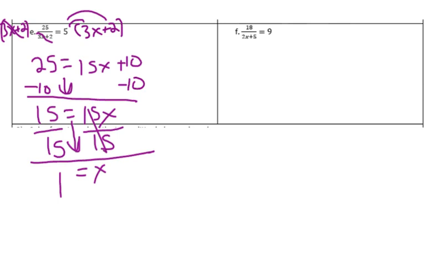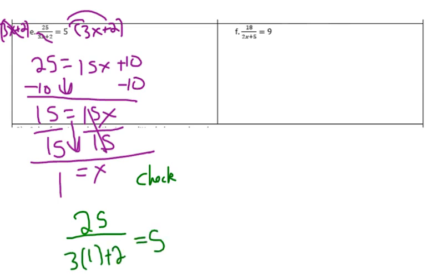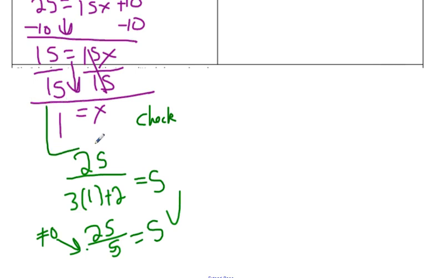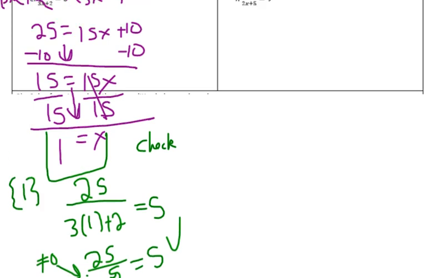So like I said, we have to go back and check by substituting our value back into the original expression. 25 over 3 times 1 plus 2 is equal to 5. So if we work this out, 3 times 1 plus 2, 3 times 1 is 3, plus 2 is 5. So 25 over 5 is equal to 5. So this is good because not only is our denominator not equal to 0, but it also makes this a true statement. So x equals 1 is perfect, and we're going to put that in set notation, just like that.